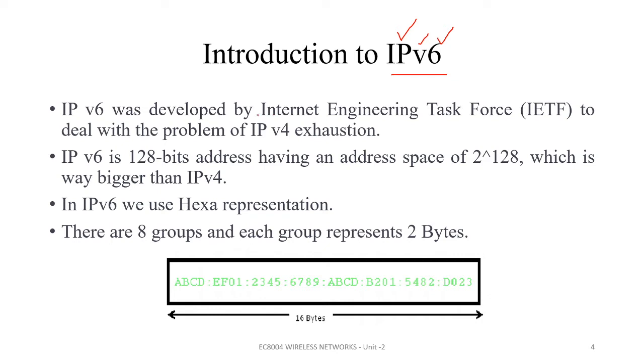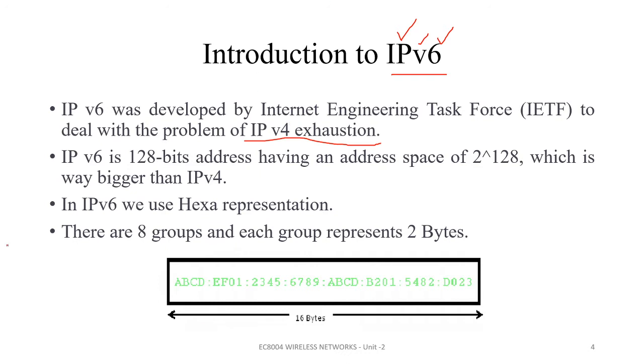IPv6 was developed by the Internet Engineering Task Force (IETF) to deal with the problem of IPv4 exhaustion. IPv4 means Internet Protocol version 4. In IPv4, the problem we had was that the address space was small, and the representation was binary. The header length was 20, but if you compare it with IP version 6, the header is 40.